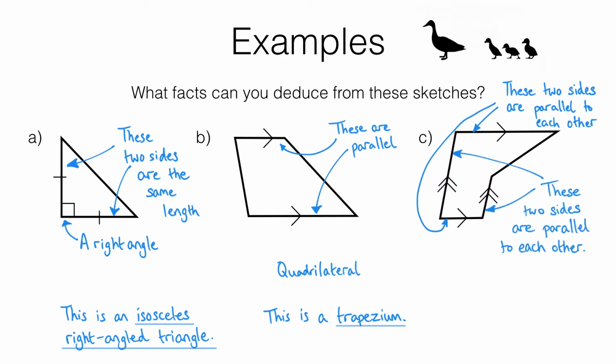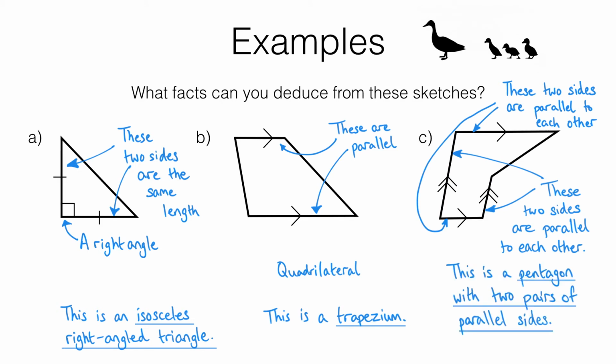So, what can we deduce about this shape? Well, it has 5 sides, so it's a pentagon that has one pair of parallel sides here and a second pair of parallel sides here. So that makes it a pentagon with 2 pairs of parallel sides. Let's move on to the next examples.